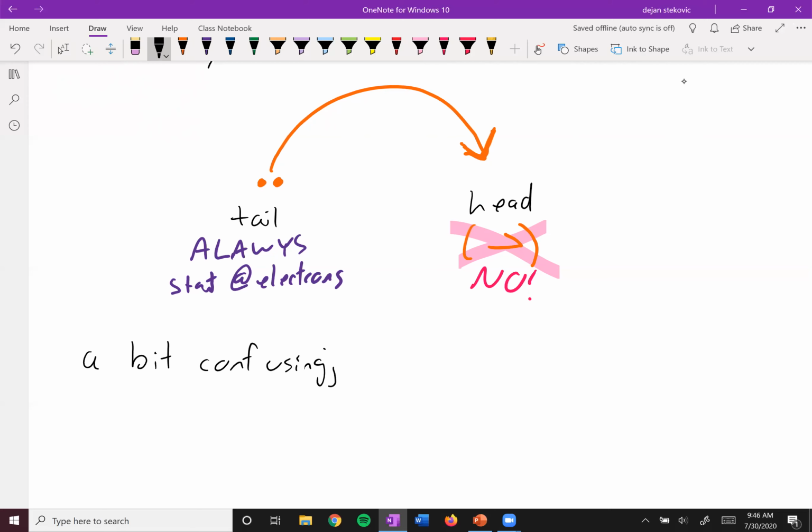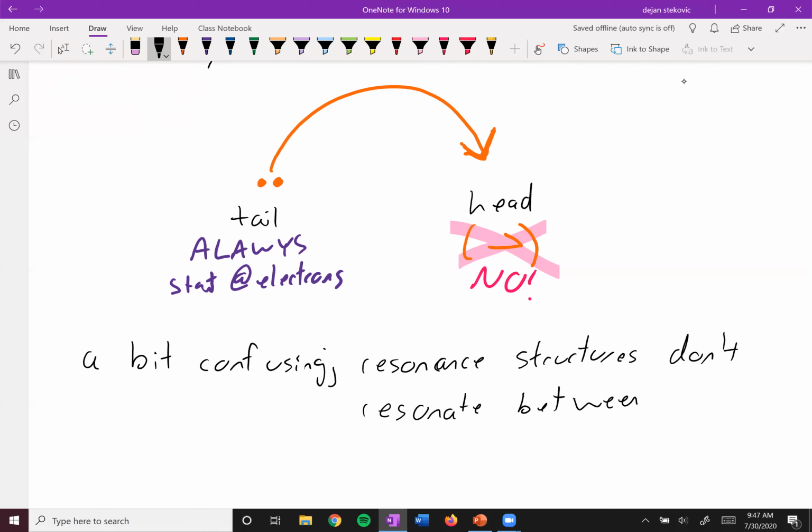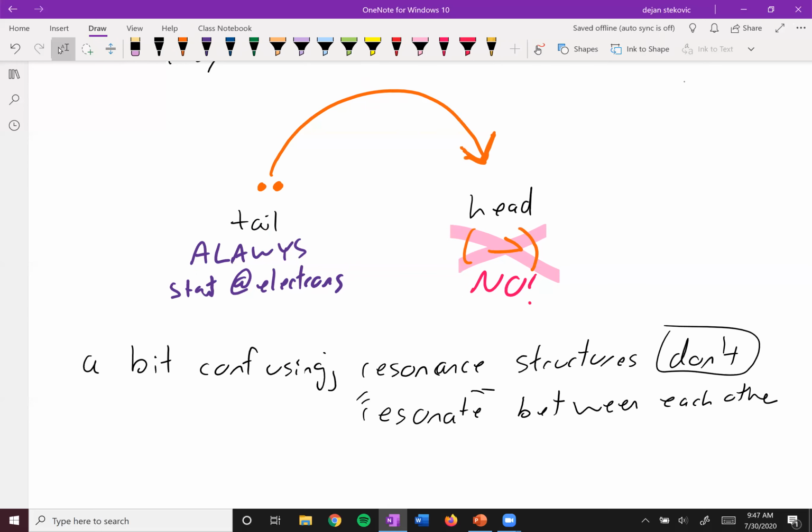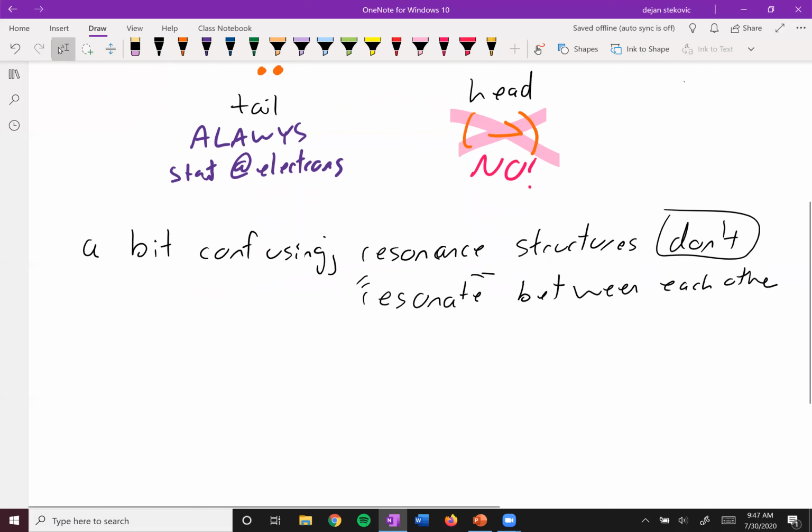What we need to keep in mind is that resonance structures don't actually resonate between each other. Right, so it's a bit of a kind of a dumb name, but it is what it is, right? They don't resonate from the structures, right? It's not like this structure is going from one resonance structure to another. It's that the real structure is a combination of all the resonance structures.